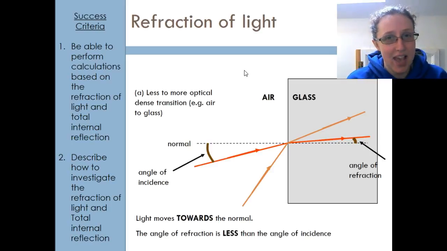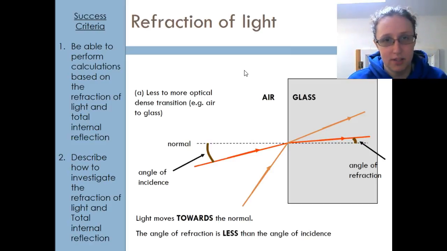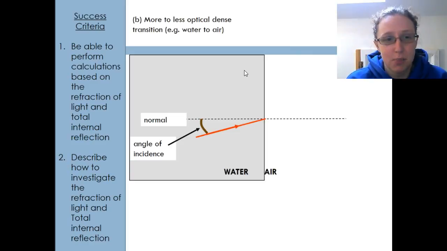But if you are asked to sketch one of these, you need to make sure that you show which way the light ray's path moves, and we do that by thinking, is it going from a less dense to a more dense, or vice versa. So this would be going into the block. We could also be coming out of the block, so this time I've just chosen to call it water instead of a glass block.